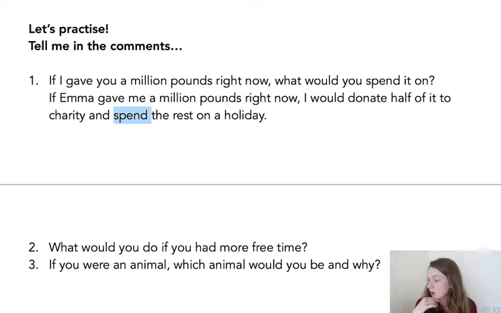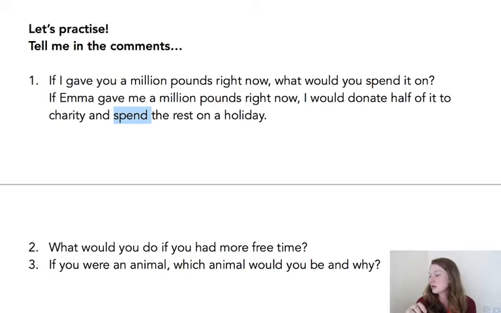I would travel around the world, says Juan. If you gave me £1 million, I would travel. You've written travel with double L. It's just one L. Travel to NYC. How nice. What would you do there? I think you could easily spend £1 million in New York because it's so expensive. Arthur says, if Emma gave me £1 million right now, I would spend it with my family in Paris. Very nice. Again, you could probably very easily spend £1 million in Paris.